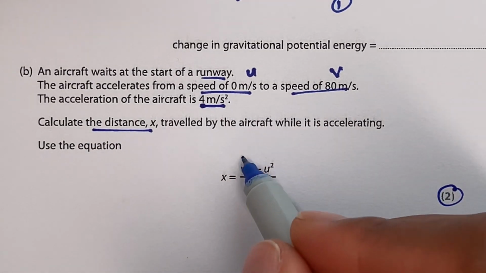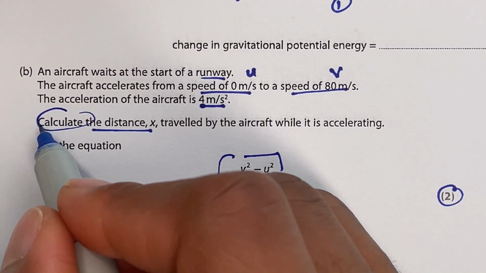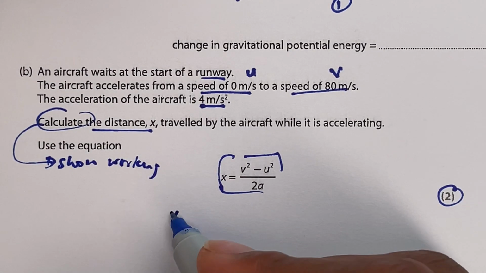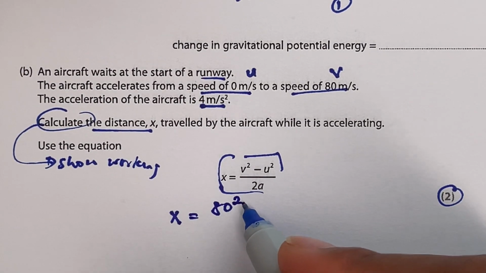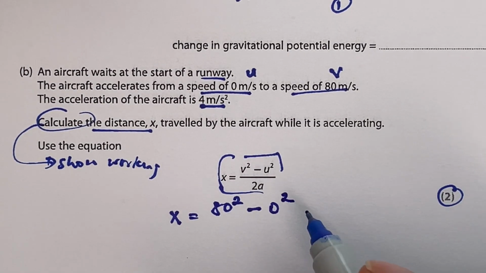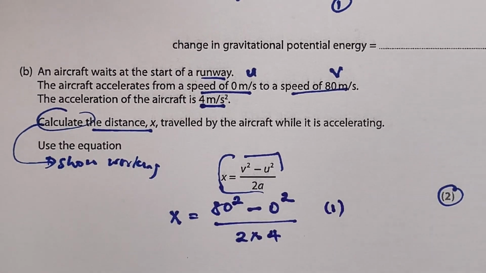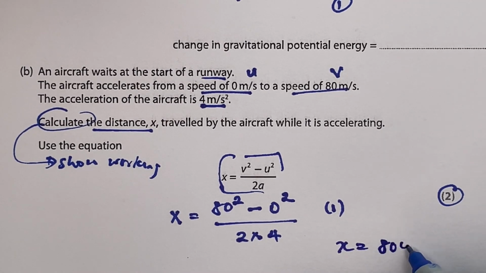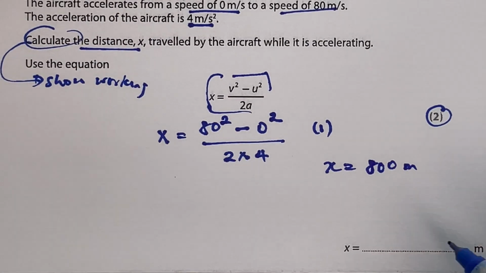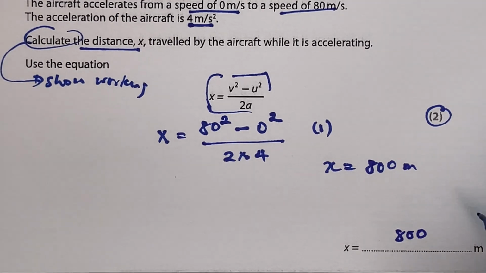Okay, for 2 marks, the equation is given to me already. It says calculate, so I need to show working out. So x is, v is 80 squared minus 0 squared divided by 2 times acceleration, which is 4. Okay, this gets me 1 mark already. My answer would be x is equal to 800 meters. So I come to this line, I write 800 meters. That gets me my final mark.